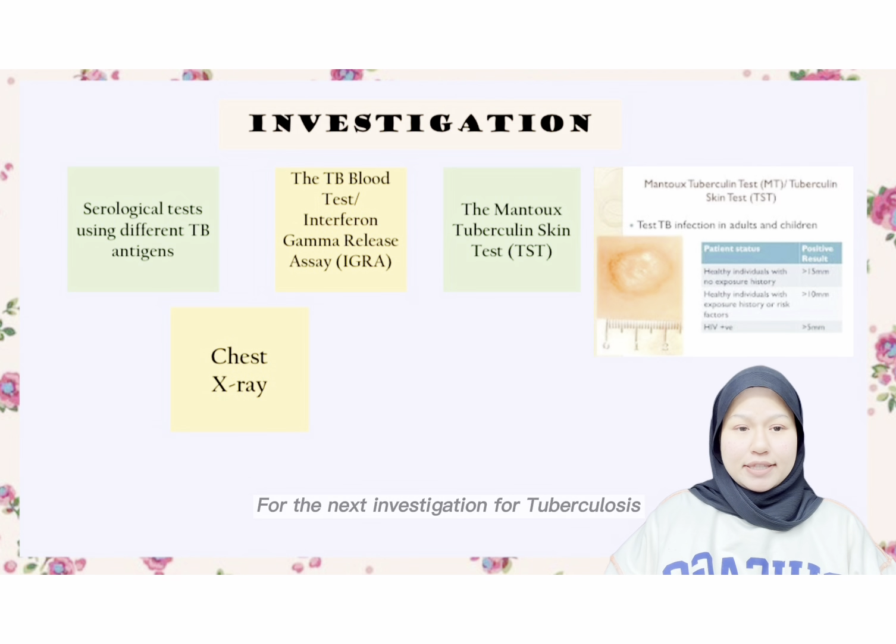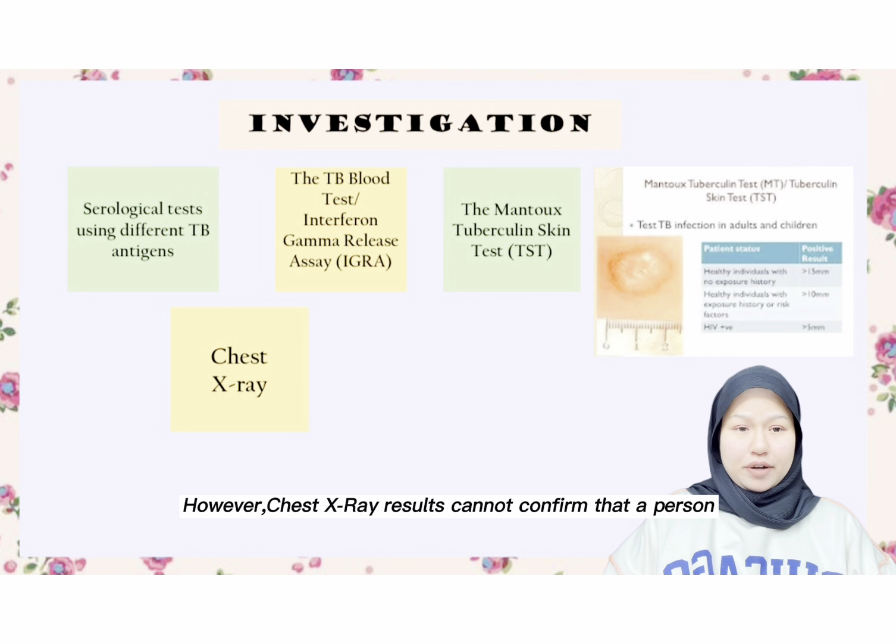The next investigation for tuberculosis is the chest X-ray. The chest X-ray will usually appear abnormal when a patient has tuberculosis disease in the lungs. It may show infiltrates or cavities. However, a chest X-ray result cannot confirm that a person has tuberculosis disease. A variety of illnesses may produce abnormalities whose appearance on a chest X-ray resembles tuberculosis.